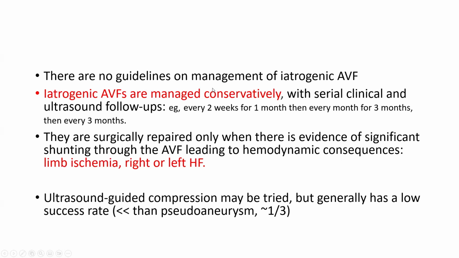There are no guidelines on management of iatrogenic AV fistula, but based on this data, iatrogenic AV fistulas are managed conservatively with serial clinical and ultrasound follow-ups, for example, every 2 weeks for a month, and every month for 3 months, then every 3 months. They are surgically repaired only when there is evidence of significant shunting through the AV fistula leading to hemodynamic consequences, limb ischemia, or heart failure.